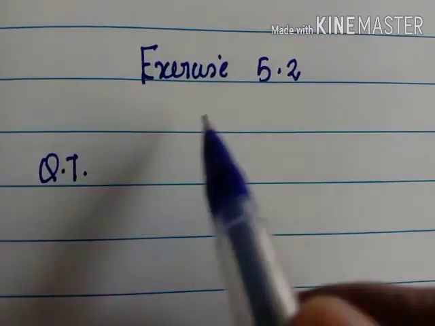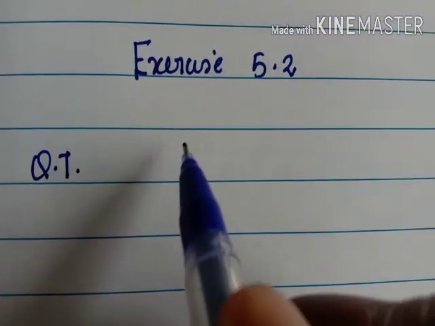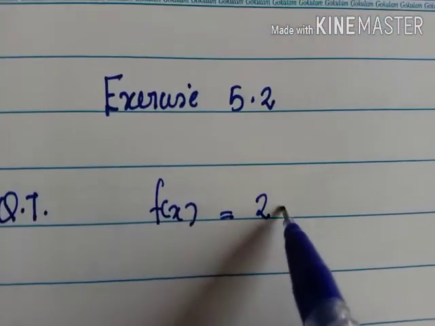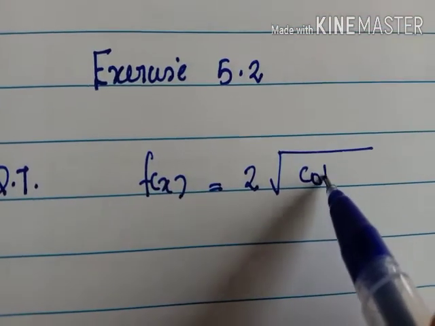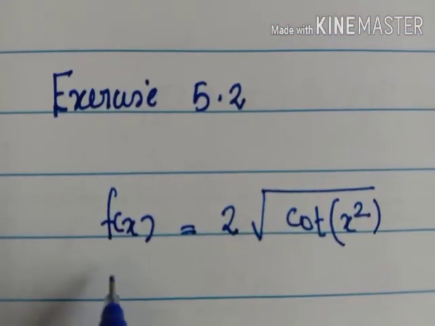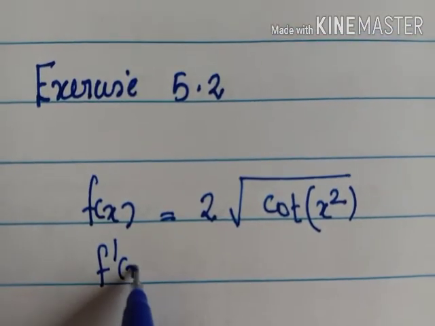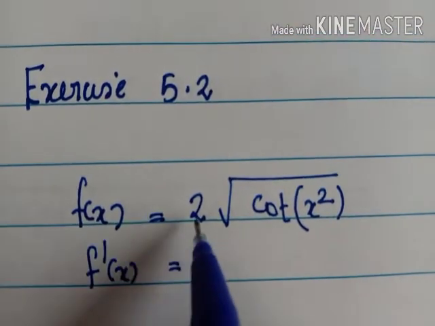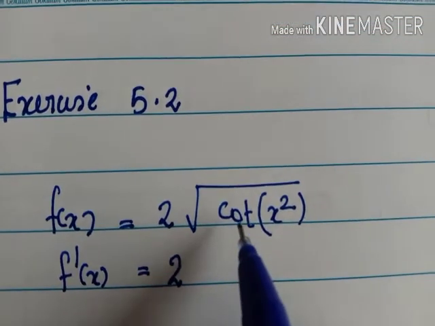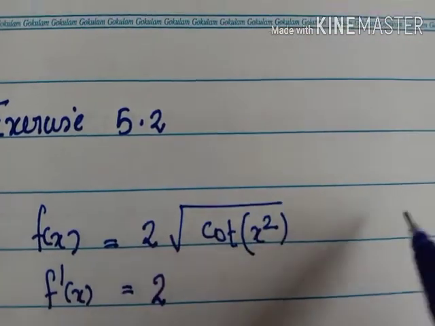Exercise 5.2 question number 7. We have a function f of x equal to 2 into root of cot x square. We want to find its derivative. So f dash of x we need to find. Here 2 is constant.